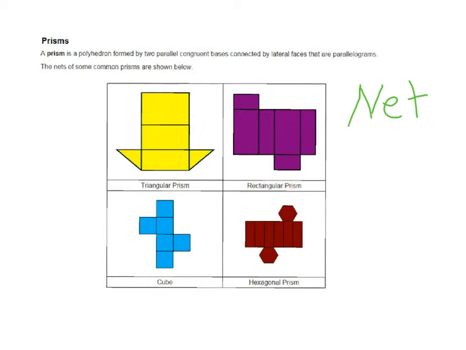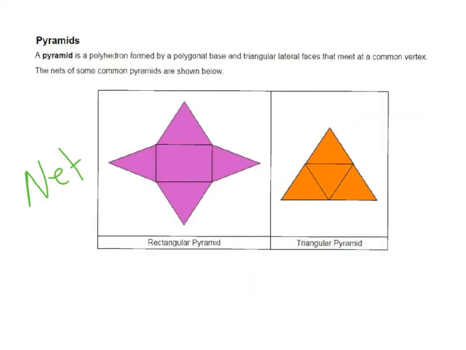Okay, a rectangular prism, remember you have 2 rectangles across from each other and 4 rectangles connecting them, just like you do here. A cube, you're going to have the 2 squares across from each other with 4 squares connecting them. In a hexagonal prism, you have the 2 hexagons across from each other. A hexagon has 6 sides, so you're going to have 6 rectangles connecting them.